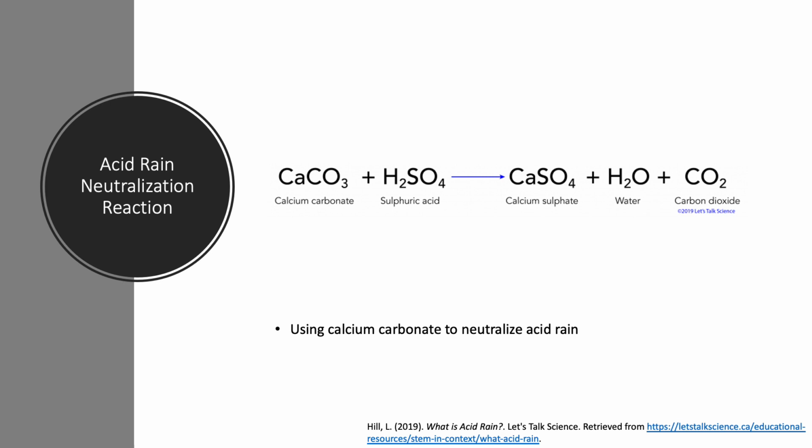Acid rain is dangerous, and many countries around the world have banned combustion processes, like coal burning, to prevent not only global warming, but acid rain.